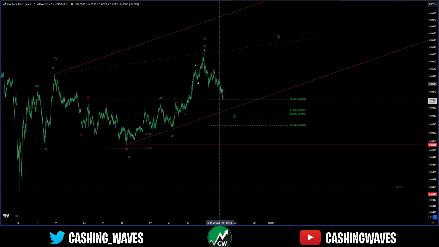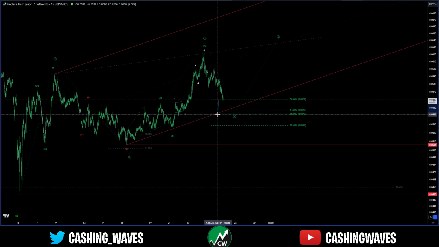Now, similar to this wave here, this can be counted many different ways. So that's our problem. So we know we're in the zone we want to be. Our invalidation is down here.